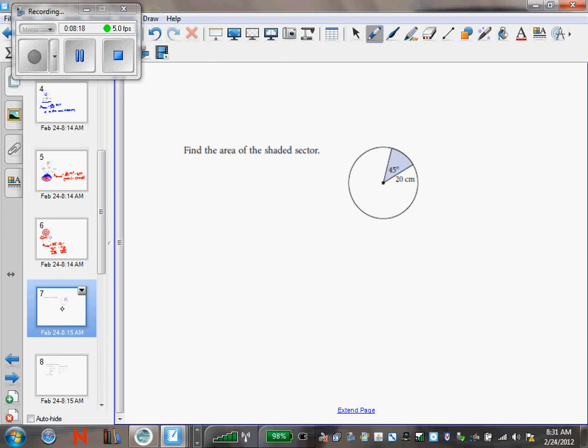Okay, so find the area of the shaded sector. Let's see if you got it right. You know, I always want you to write the formula down first. So we just learned that the area of a sector is A over 360 times pi r squared. So in this case, what is our A?